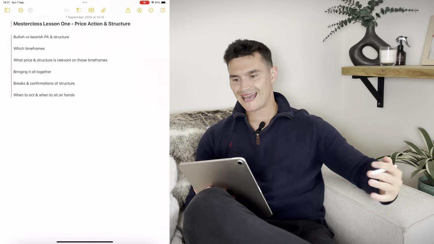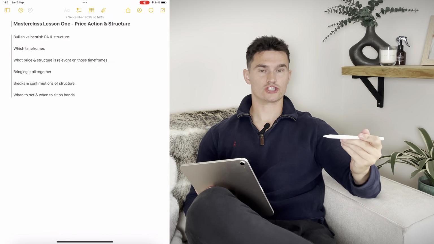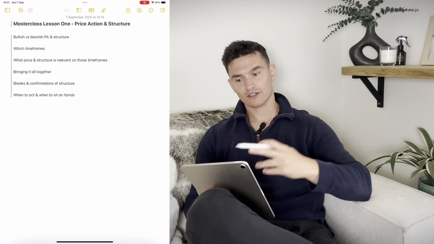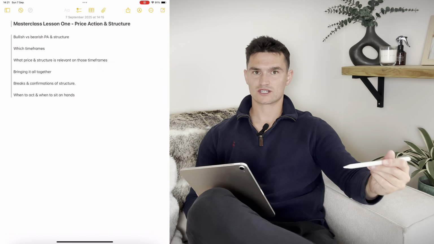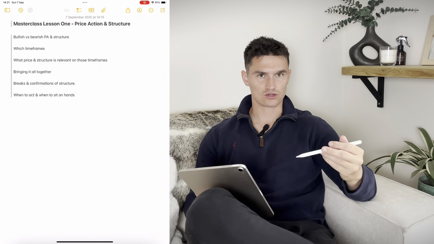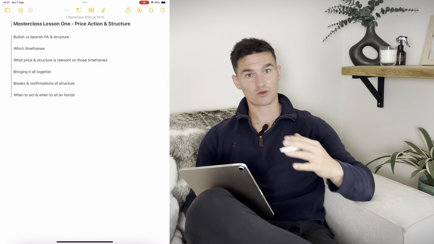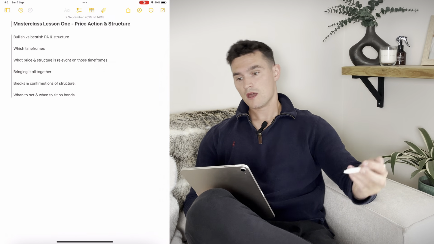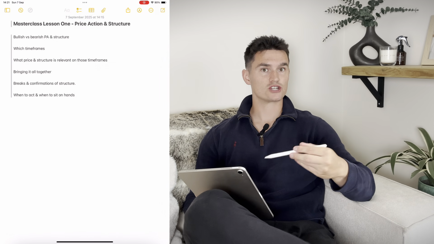So guys, lesson 1 is basically going to be around price action and structure. So as you can see on screen, first of all, we're going to go through bullish versus bearish price action structure, what that actually looks like, because it can become very distorted and people teach it horrendously wrong. So we're going to start with that just so everybody's singing from the same hymn sheet and your foundations are spot on. We're then going to look at which time frames do we care most about with price action structure.